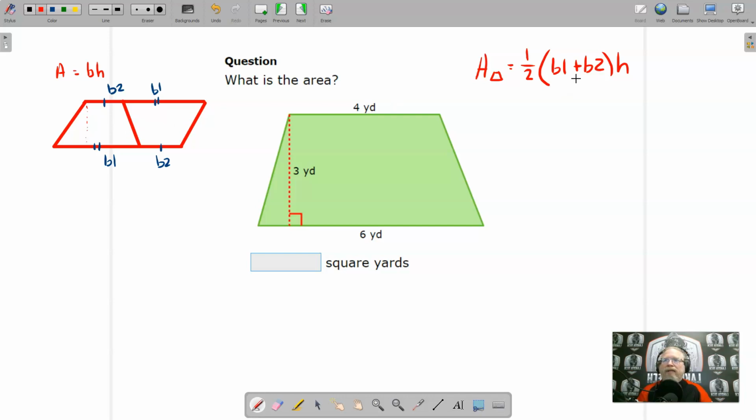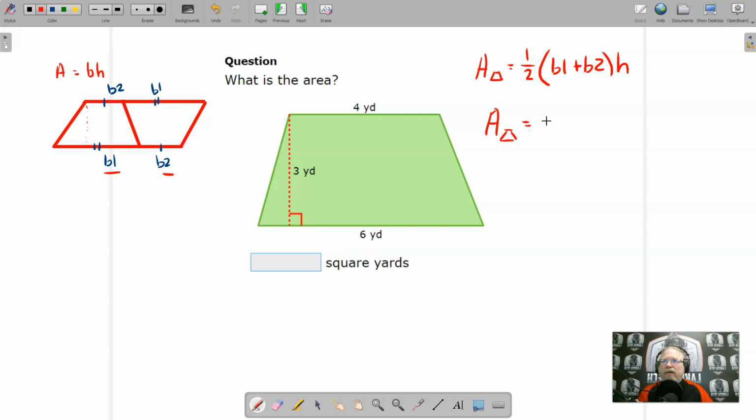And notice that this is like base times height for a parallelogram. This is like base times height, but our base is actually base 1 plus base 2. But again, then we're going to use the concept of 1/2 to get rid of half of it. So that's where that formula comes from. So let's go ahead and do area of a trapezoid.